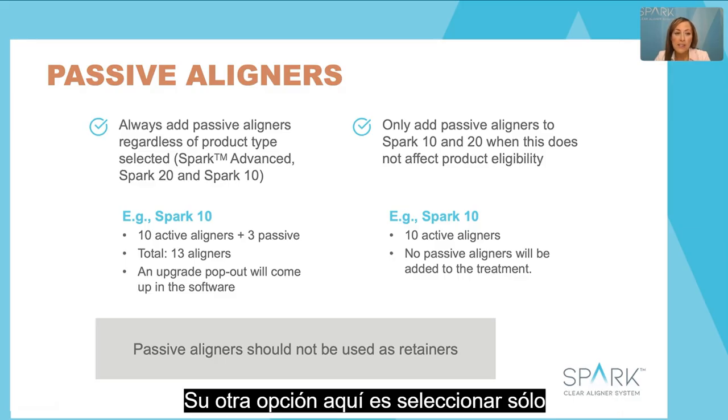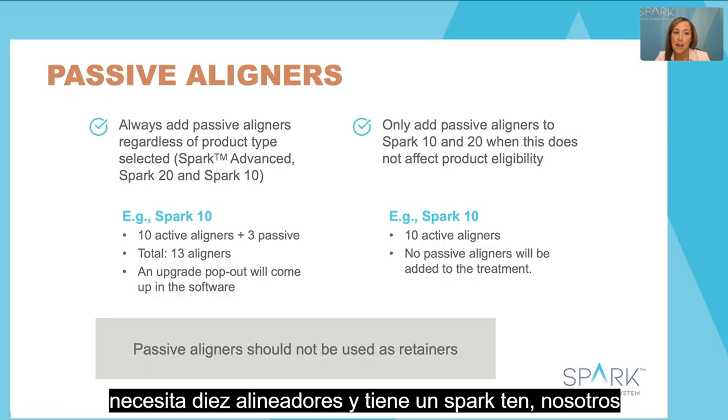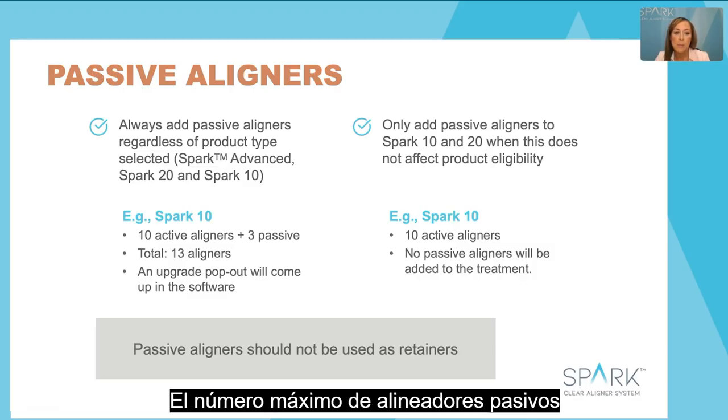Your other option here is to select only add passive aligners to Spark 10 and 20 when it does not affect the product eligibility. This means if you need 10 aligners and you have a Spark 10, we are not going to send you the additional passive aligners. The maximum number of passive aligners you can add is 10. Please note that we don't recommend using passive aligners as retainers.